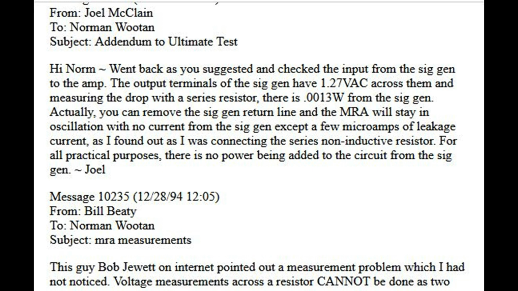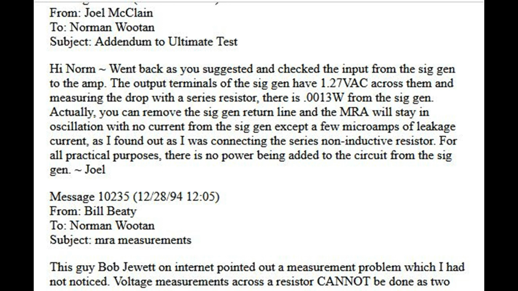Actually, you can remove the signature gen return line and the MRA will stay in oscillation with no current from the signature gen except a few microamps of leakage current, as I found out as I was connecting the series non-inductive resistor. For all practical purposes, there is no power being added to the circuit from the signature generator.